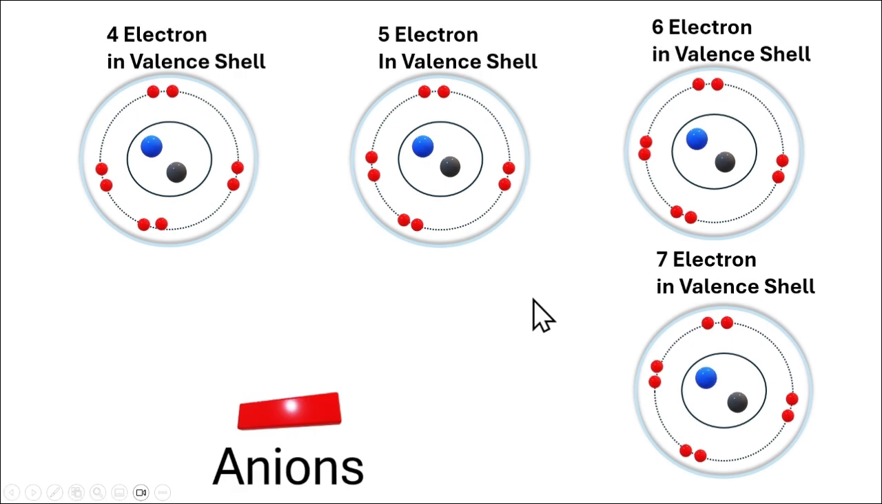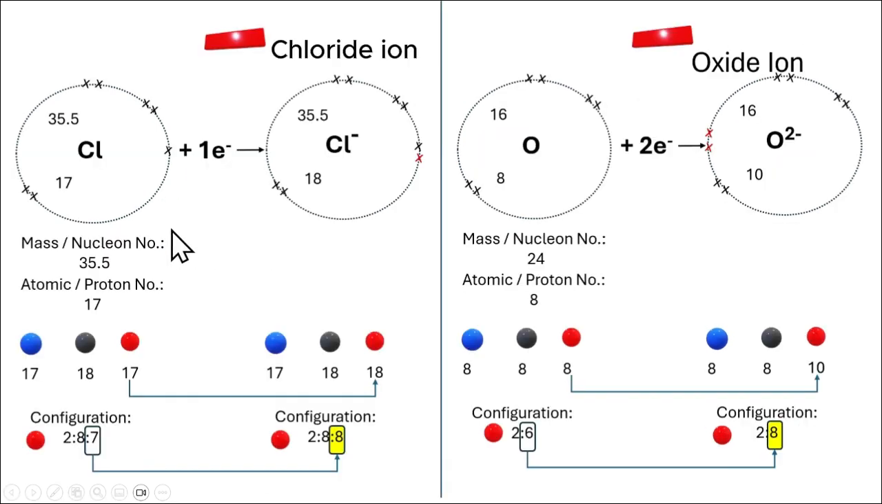Let's take the example of chloride ion. Chlorine has 35.5 mass number and atomic number 17. Electrons 17, protons 17, neutrons 18. Now you must not get confused with the decimal number. This is its average atomic mass. Now chloride negative has 18 electrons and protons 17. So it has gained one more electron, which means it has one more negative charge on it.